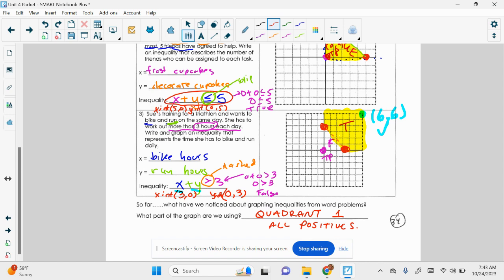It's very rare that we're going to do stuff with negatives. The only time negatives really come in is with money, right? You can't have negative friends or negative cupcakes or negative anything besides money. So we're always living in quadrant 1, all right?